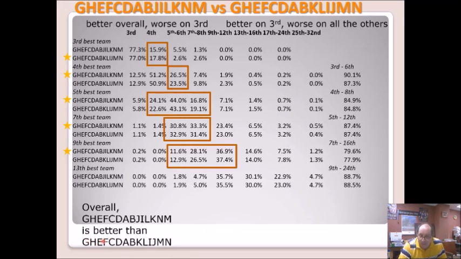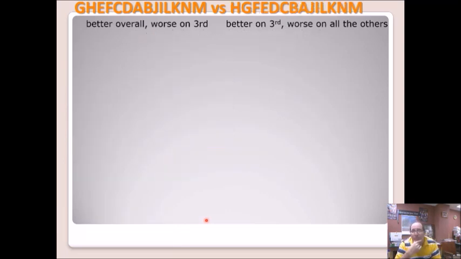It is true that this is better for getting the third best team into fourth place, but this is better overall for the rest of the levels, almost across the board. And just for fun and for comparison, let's take a look at GHEFCDAB JILKNM versus HGFEDCBA JIKLNM. That's not worse on either, anything like that.